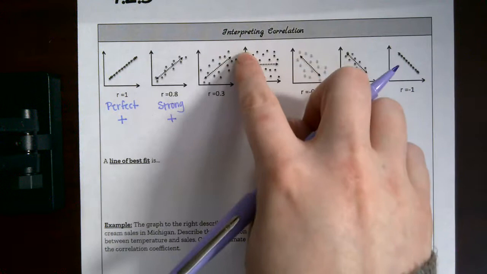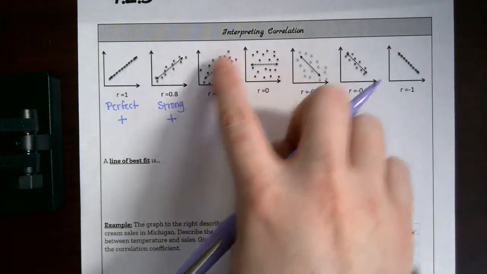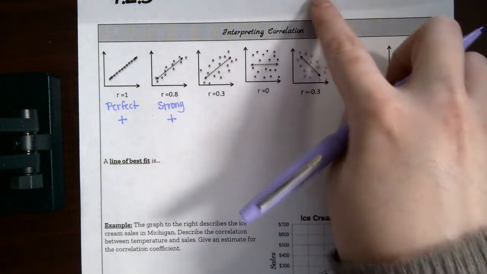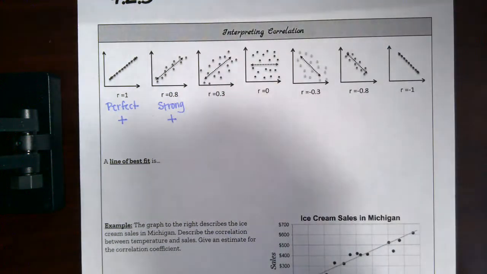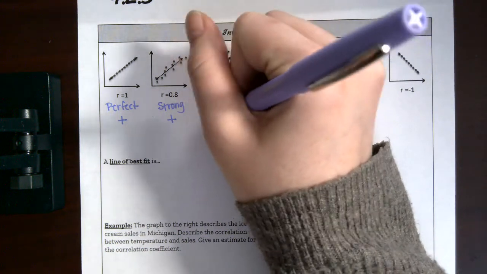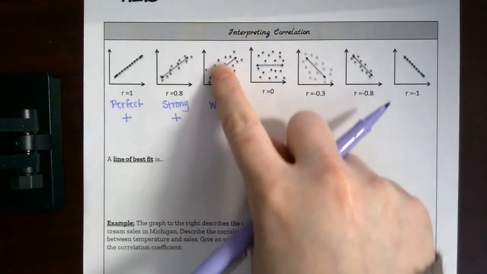Next, we have dots that are kind of all over the place, but we do still see that we're going up. All of these dots are following a trend of up, and if we kept going, it'd probably look even clearer. This is called a weak positive. So it's still positive, we're still going up, but it's not super strong. They're all pretty far apart.